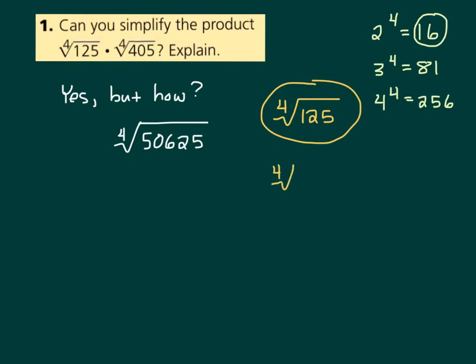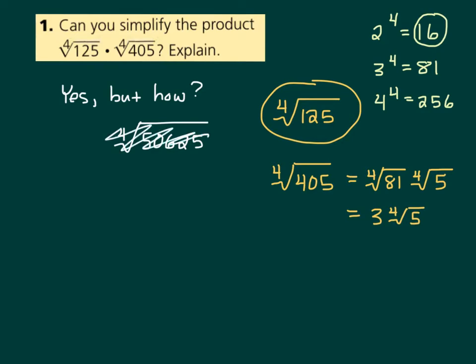What about the fourth root of 405? This is going to be the fourth root of 81 times the fourth root of 5. What is the fourth root of 81? It's 3. So at this point, we have the fourth root of 125 times 3 times the fourth root of 5.